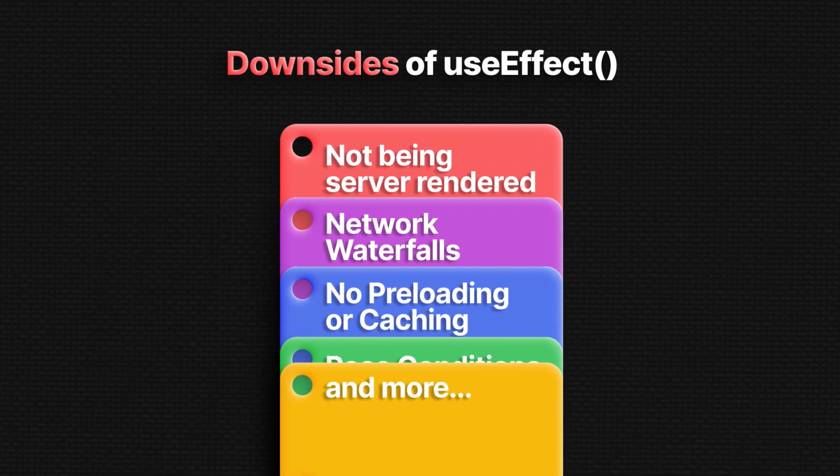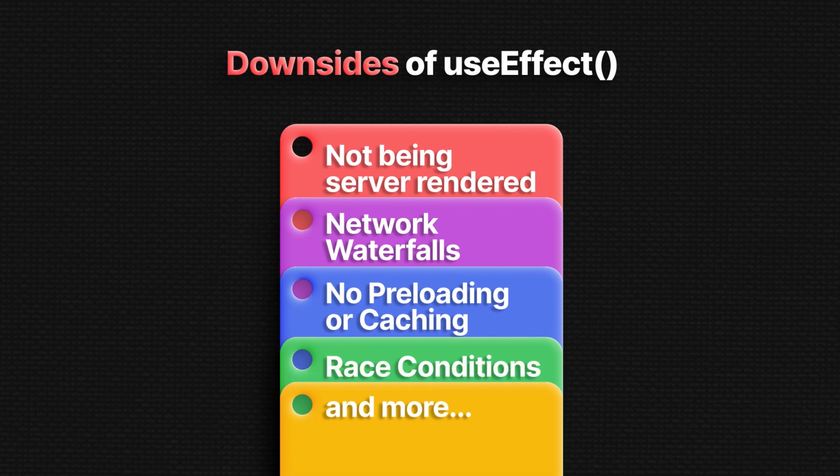Next is no preloading or caching, which again means you can't start fetching data before the component is rendered. And also, if a user renders the same component multiple times, like a blog homepage, for example, then the data will be fetched each and every time, which is really not needed if the data hasn't changed. Now, there are way more downsides to using the useEffect hook for data fetching.